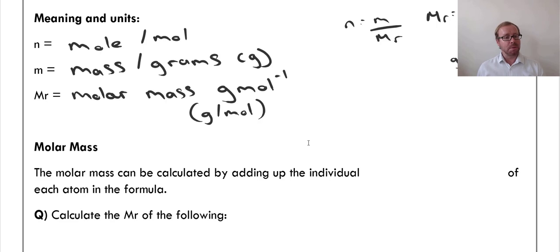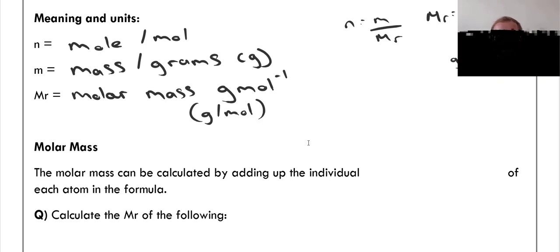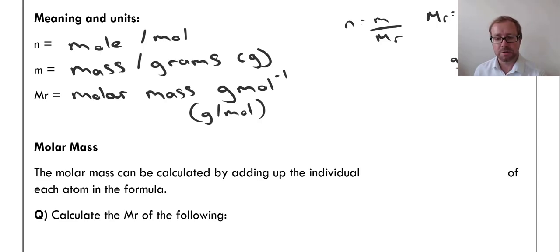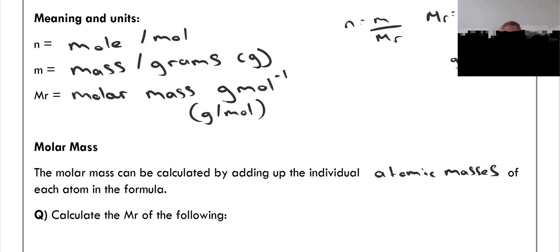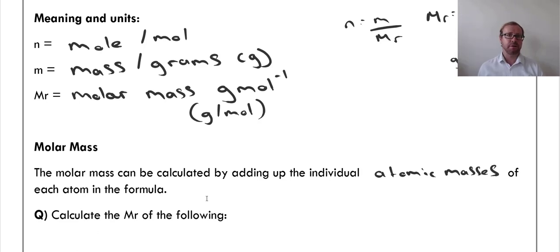Calculating the molar mass. The molar mass can be calculated by adding up the individual atomic masses of each atom in the formula. Where do we find these atomic masses? Well, hopefully you've got your periodic table in front of you, because I'd like you to have a go at calculating these Mrs. I'll give you a couple of minutes and we'll go through them.